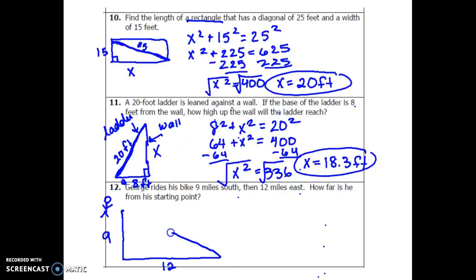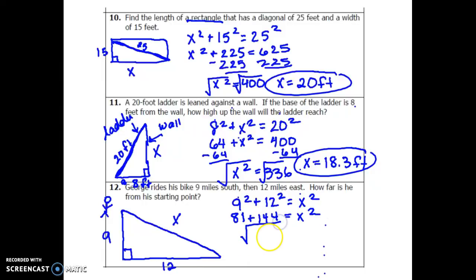Well, that would be a distance here, which would be x. This is what we're looking for. Now, if you notice, we're looking for the hypotenuse. So we put it into the Pythagorean theorem. One side is 9 squared plus 12 squared would have to be equal to x squared. So we've got 81 plus 144 is equal to x squared.